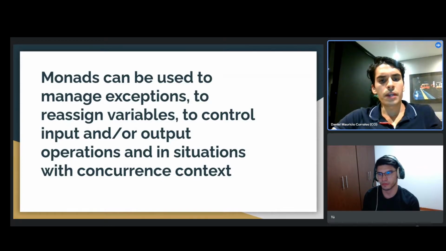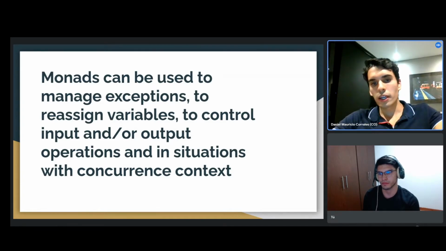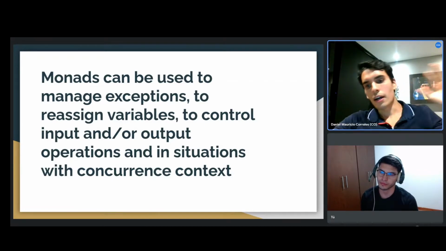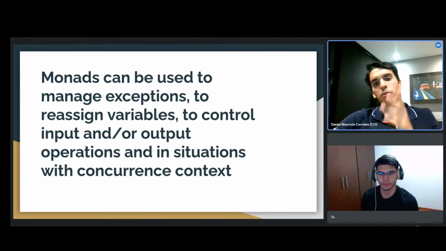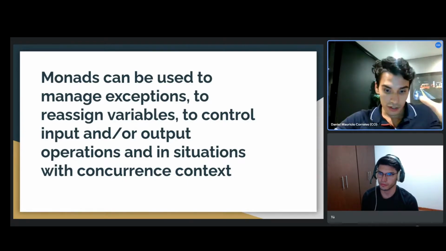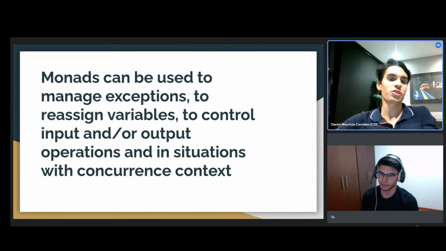The concurrence context is a really nice feature of monads, because concurrence is, for example, executing different flows at the same time. If we have a lot of input variables, or different inputs, we need to make these operations in less time. For this reason, the context of concurrence is a really nice solution.